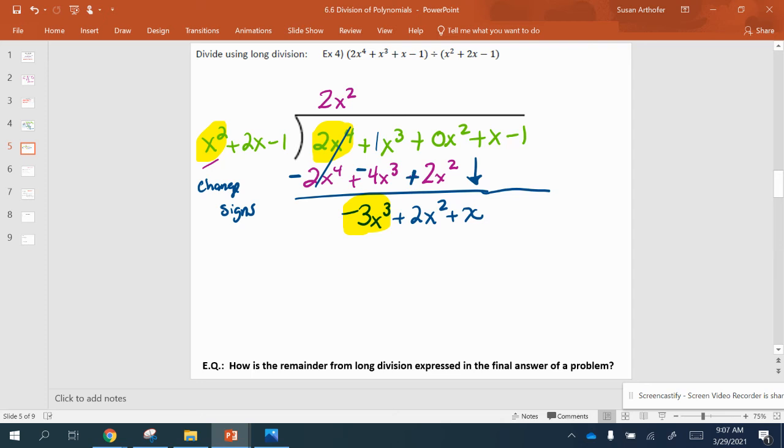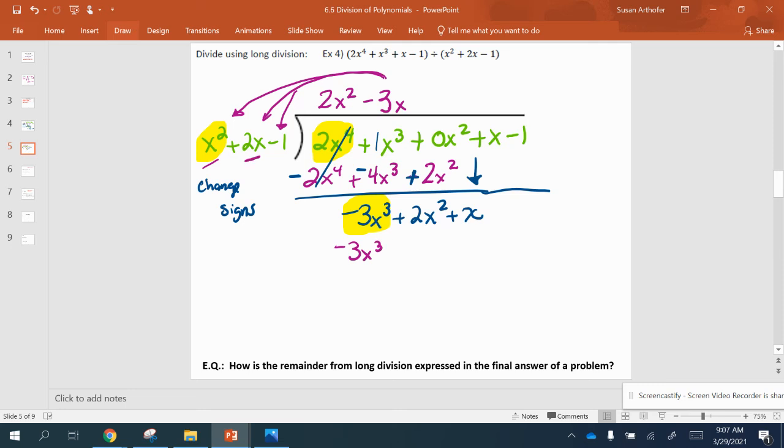So we're not looking at the green, we're looking at the very first term of that blue line. And we're asking ourselves, what goes up here? What times x squared gives us negative 3x cubed? So it had to be a negative and a 3, and I need x cubed, so I need another x. And then we're going to distribute that to all 3 items. Okay? Negative 3x times x squared is negative 3x cubed.